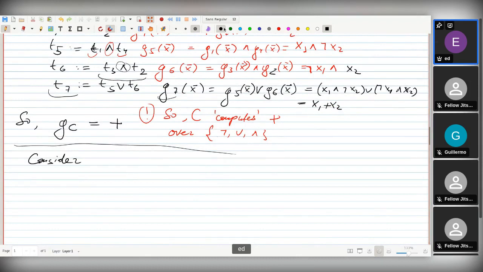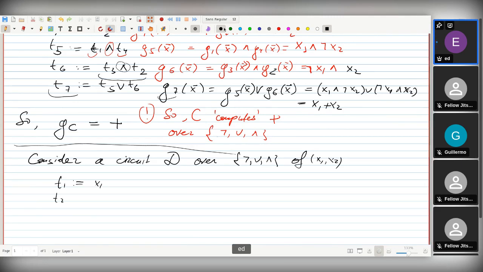In fact, we can. Let us see an example. Consider a circuit D over the same set of base operations of x1 and x2. So now, first of all, we shall compute, as usual, x1 and x2.